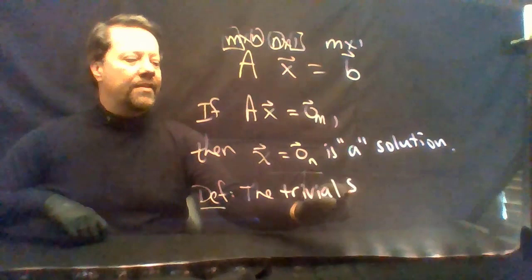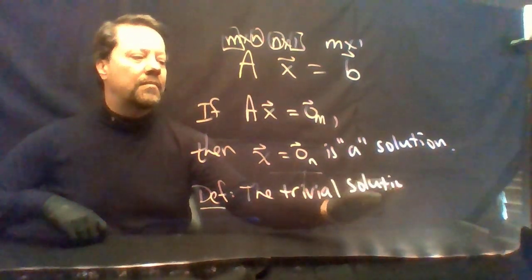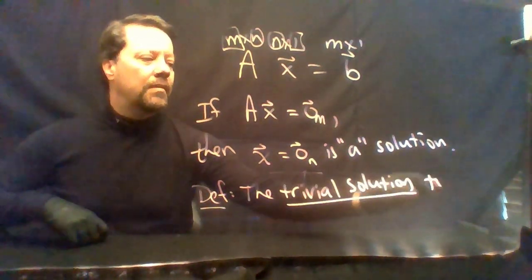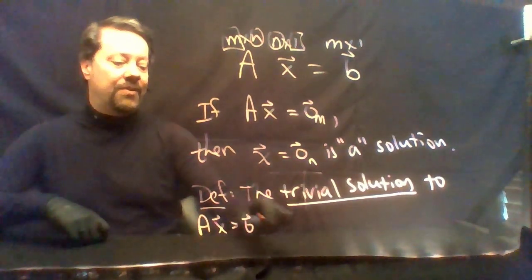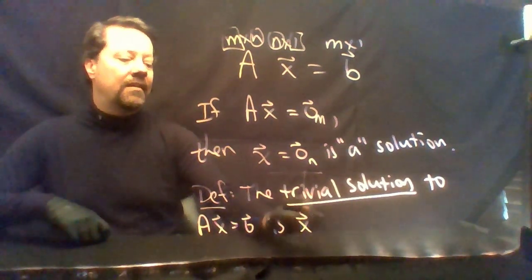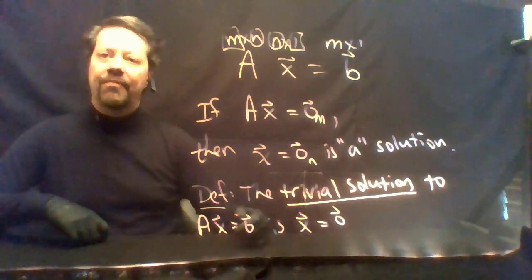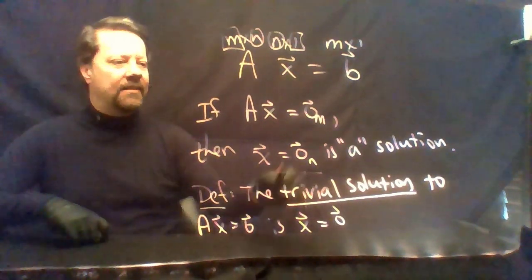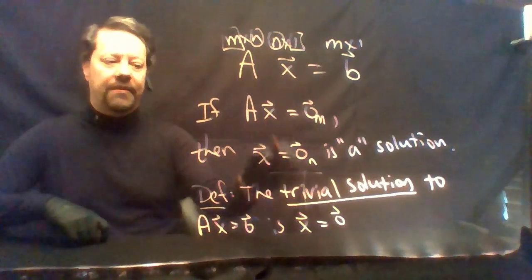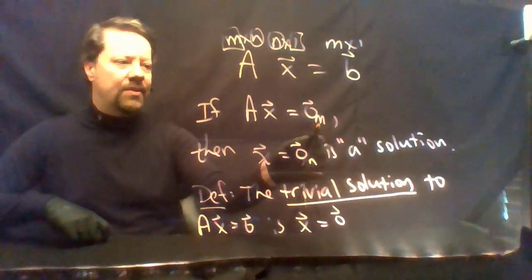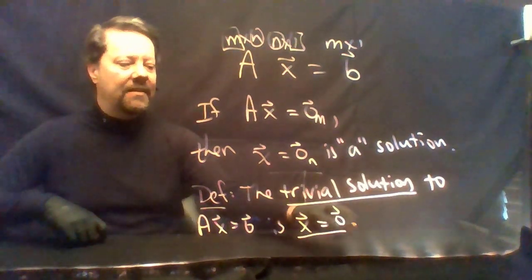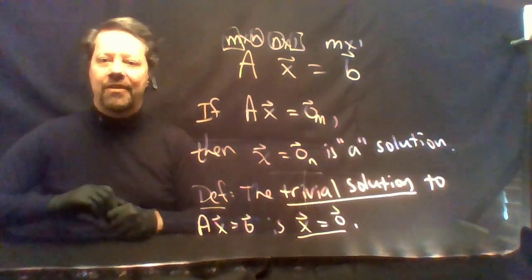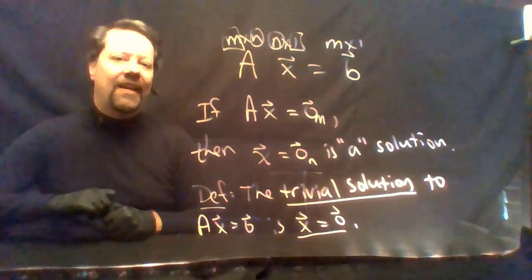The trivial solution to Ax equals 0 is x equals 0. Keeping in mind that the 0 on this side is a little different from the 0 on the other side. This was in m-dimensional space, this one in n-dimensional space. Nonetheless, the 0 vector in the domain will always solve a homogeneous linear system.